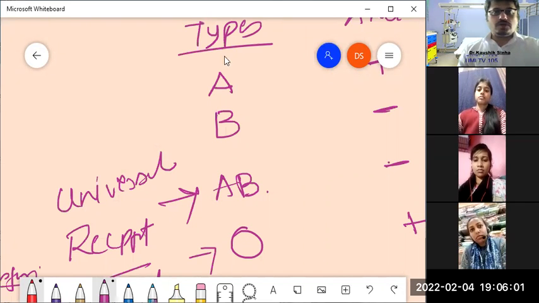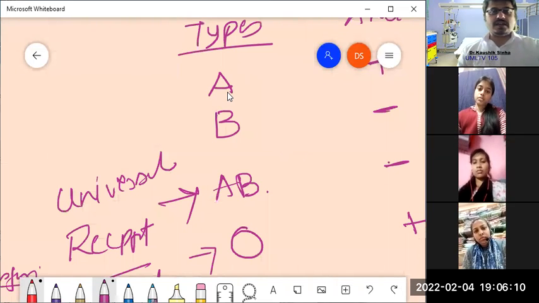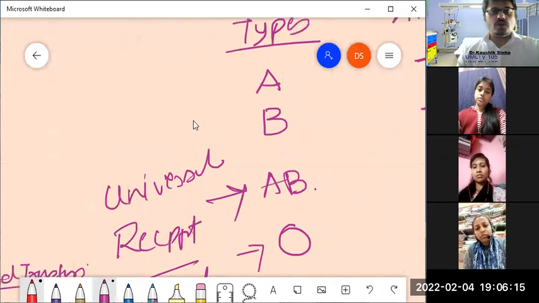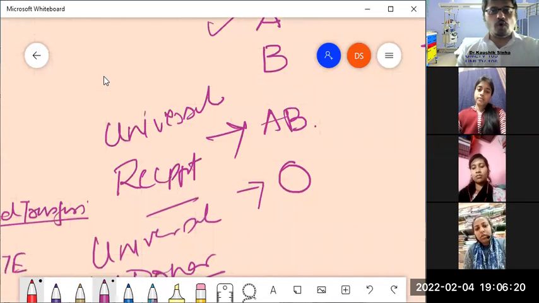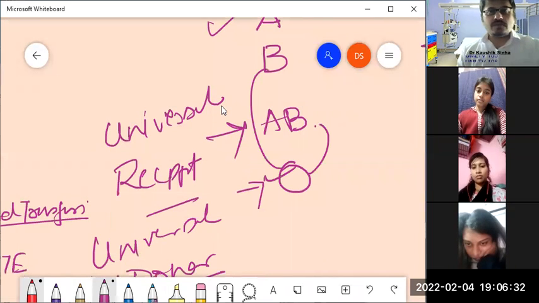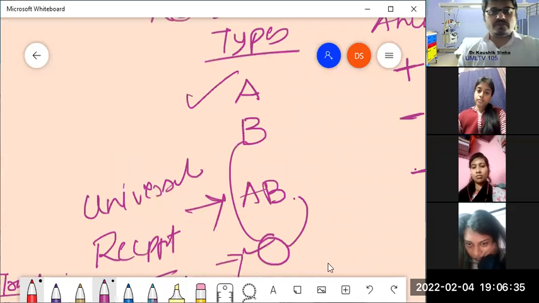So when I am getting a recipient with A, in that case I have to be very particular that the blood that recipient A receives would be either the A blood group or the O blood group. Why? Because O is the universal donor. O can give to everyone, so O can donate to all these 3 different blood groups.